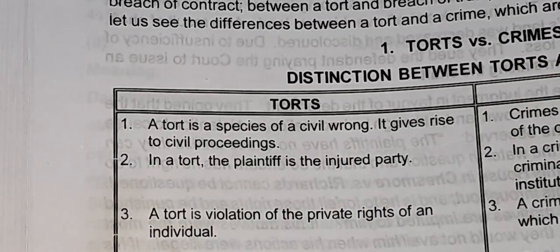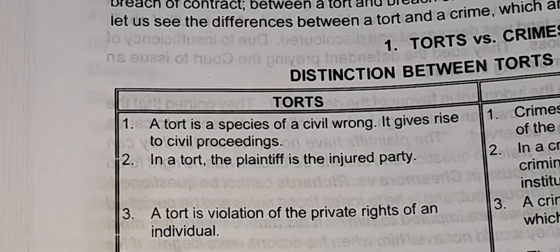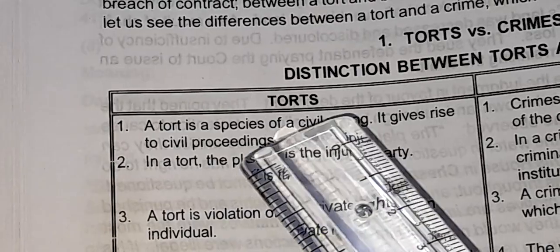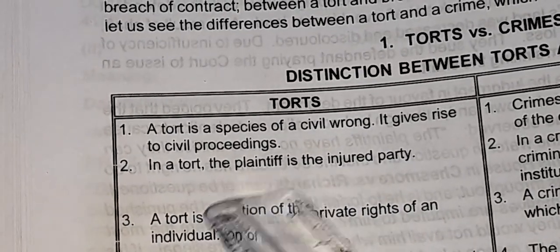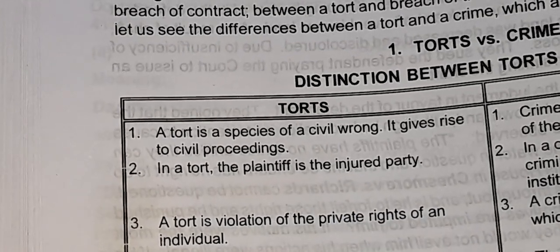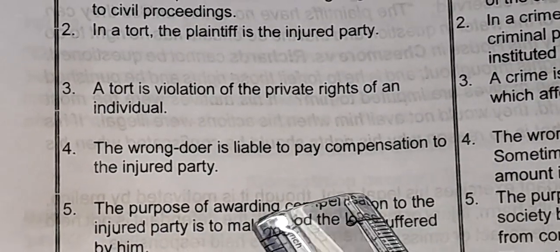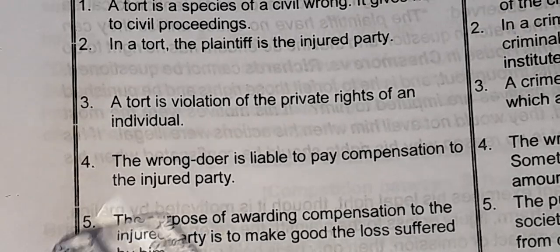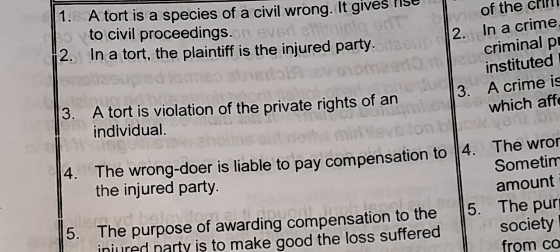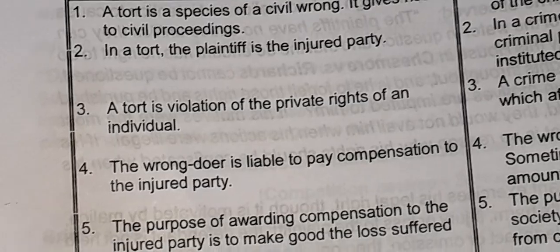A tort is a species of civil wrong. It gives rise to civil proceedings. In a tort, the plaintiff is the injured party. A tort is a violation of the private right of an individual, and the wrongdoer is liable to pay compensation to the injured party. The purpose of awarding compensation to the injured party is to make good the loss suffered by him.